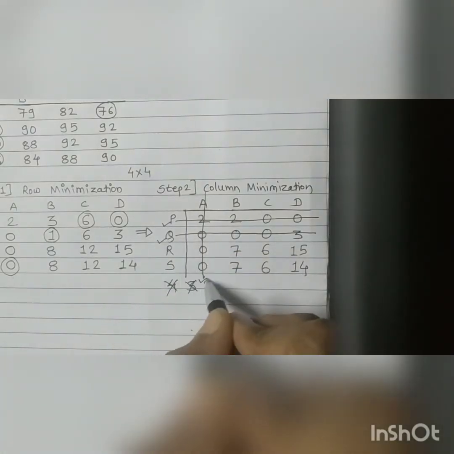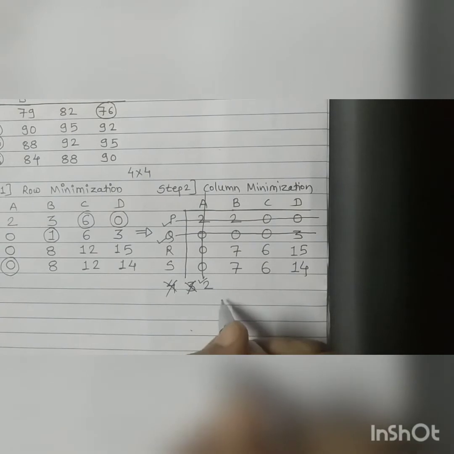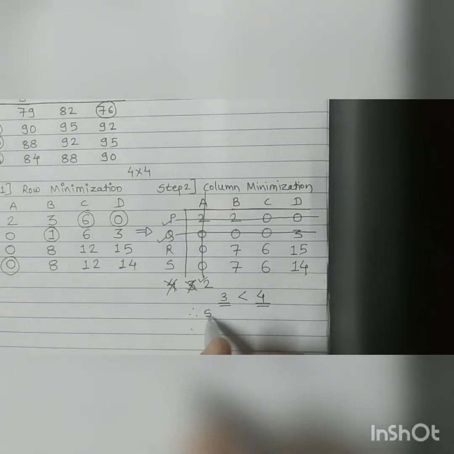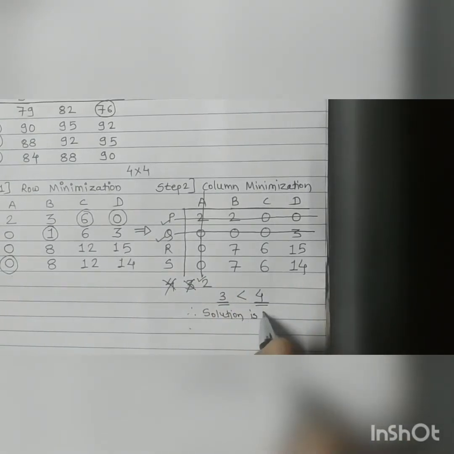How many lines are drawn? 1 line, 2 lines and 3 lines. Only 3 lines I have drawn. So lines drawn are 3 and the order of matrix is 4. So 3 is less than 4. Therefore this matrix, whatever we found after column minimization, is not optimum.